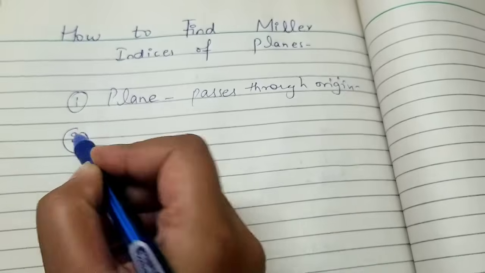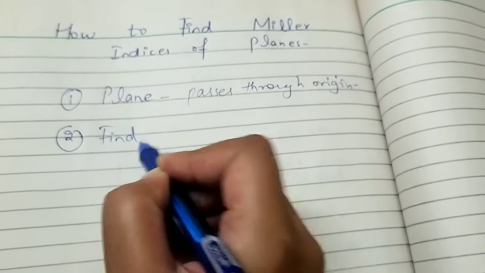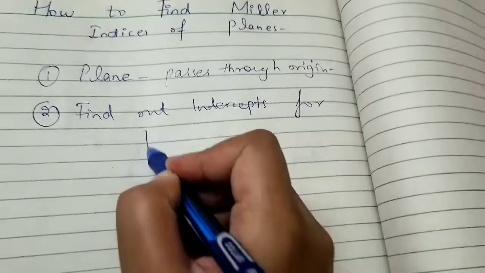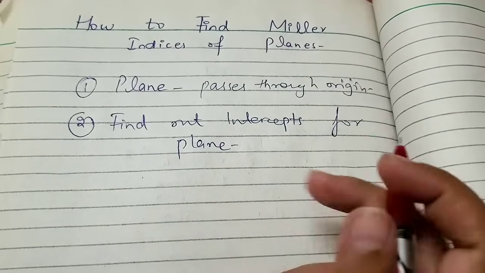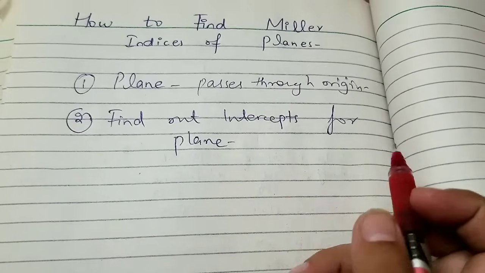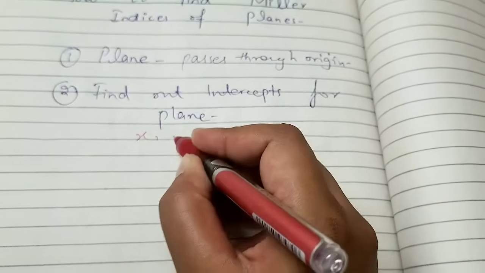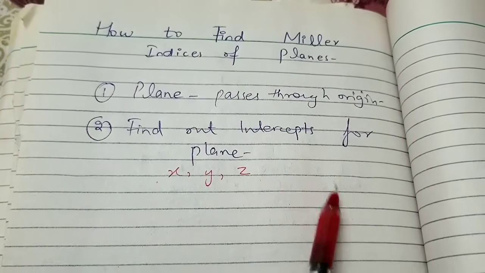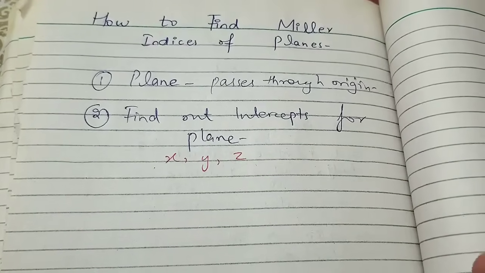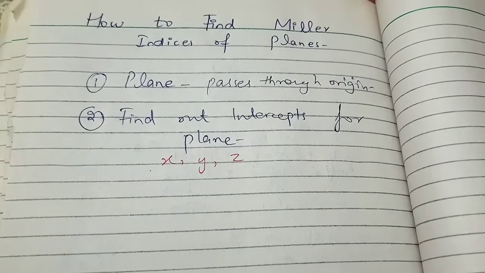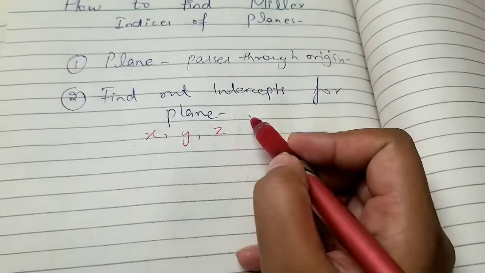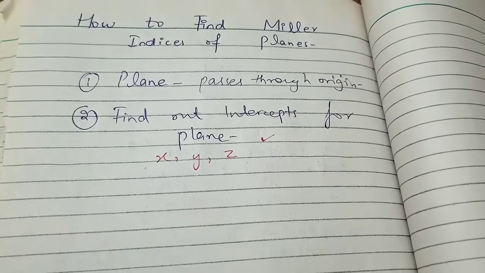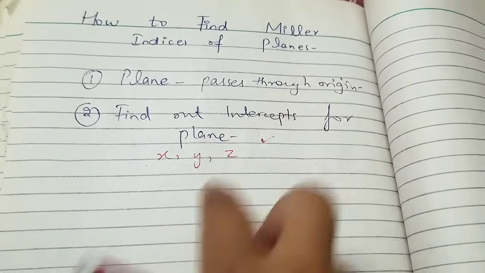Secondly, we have to find the intercepts for the plane. For a three-dimensional lattice system, there are three intercepts that we need to find: the x-intercept, the y-intercept, and the z-intercept. Finding the intercepts is the crucial and trickiest part of finding the Miller indices, and if it is done, then you are good to go. Everything is sorted. This is the central, most important thing that determines what the Miller indices will be.